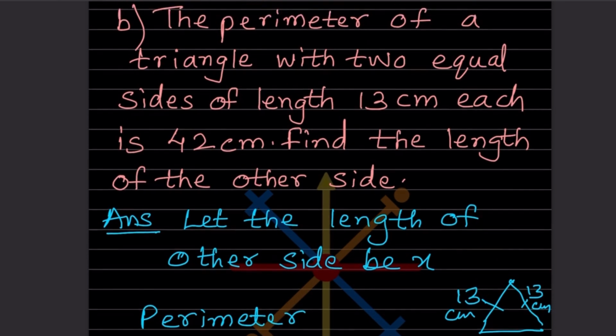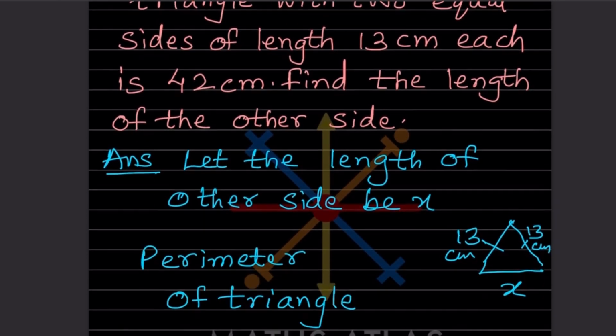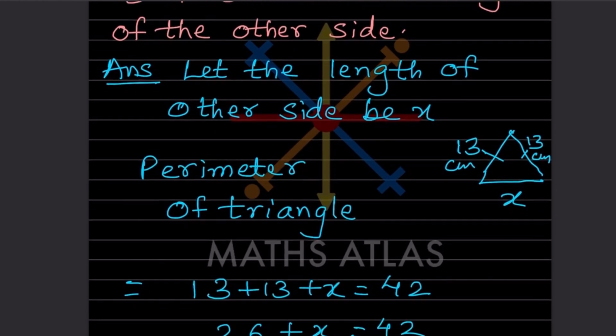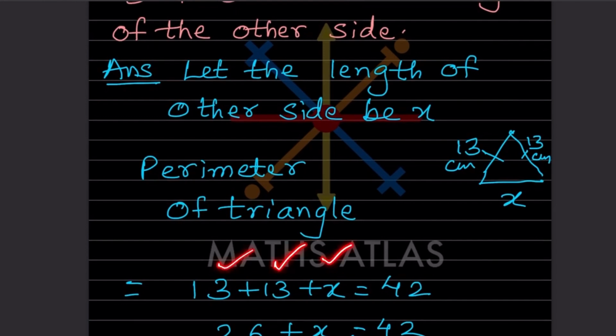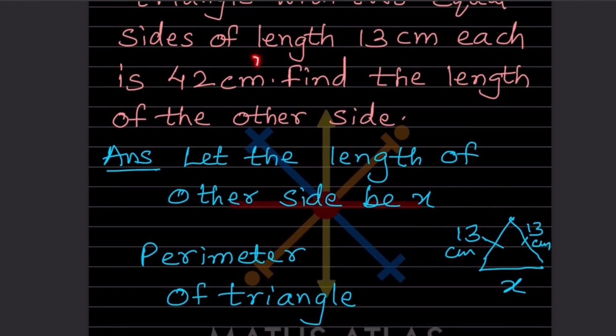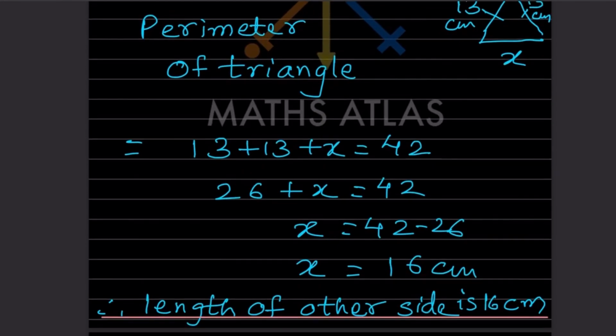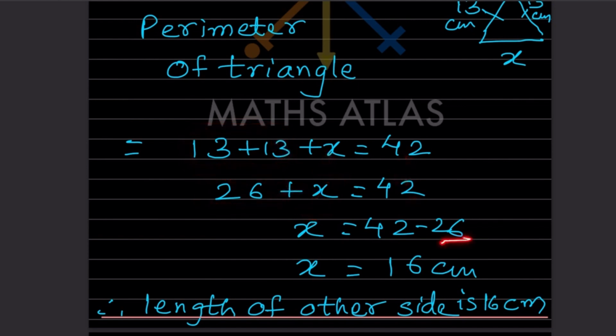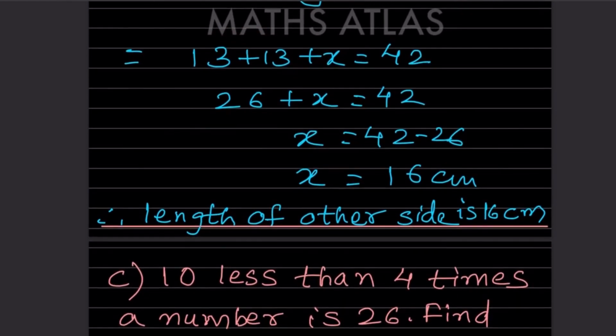Now they said perimeter. Perimeter means the sum of all sides, so we are going to add all three. So the perimeter of the triangle will be 13 plus 13 plus x, and it's given as 42. Now 13 plus 13 is 26, so 26 plus x is 42. So x will be 42 minus 26. So x is 16 centimeter. So the length of the other side is 16 centimeter.